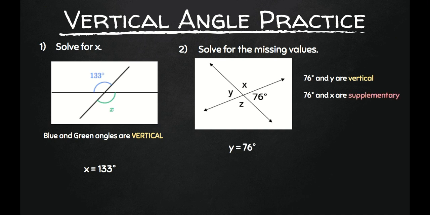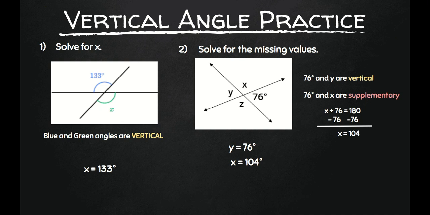The next thing I notice is that 76 degrees and x are supplementary because they form a straight line. If they are supplementary, they will have to add up to 180 degrees. So I wrote my equation, x plus 76 equals 180, and to solve it, I'll subtract 76 from both sides. I now know that x is equal to 104 degrees.